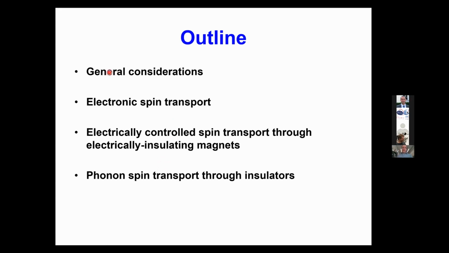And I will start with some general remarks, and then I'll go briefly over electronic spin transport. So that's, I would say, old by now to some extent. Looking at spin transport in ferromagnetic metals has been going on for several decades. A more recent development is spin transport through electrically insulating magnets, or magnetic insulators.